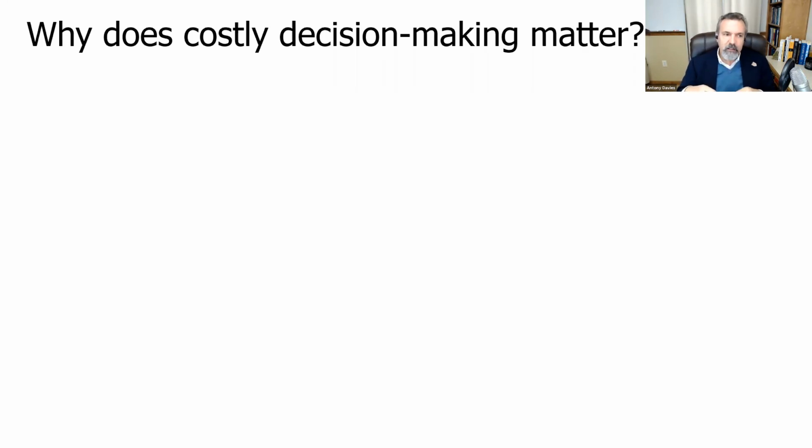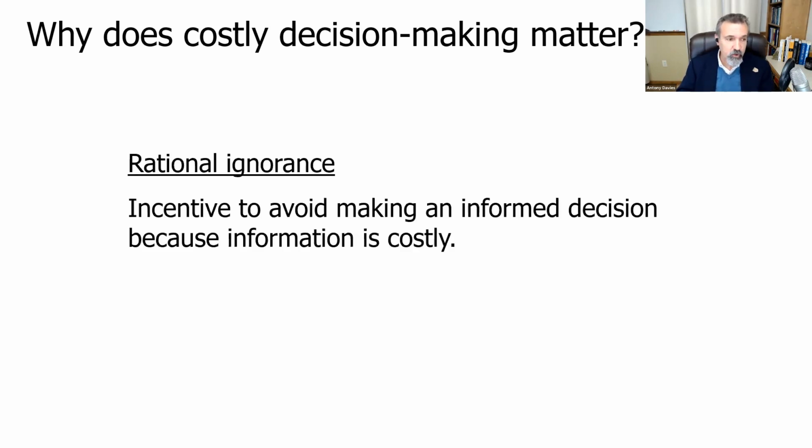So this is why costly decision making matters, because in the face of costly decision making, we can often end up making the wrong decisions. And we have a name for this. It's called rational ignorance. And the ignorance part means that you're making, think of it as a bad decision. A better way to say it is you're ignorant of what's going on here. And I don't mean in the sense of being stupid. I mean in the sense of it's not worth it to you to go out and collect more information, right?